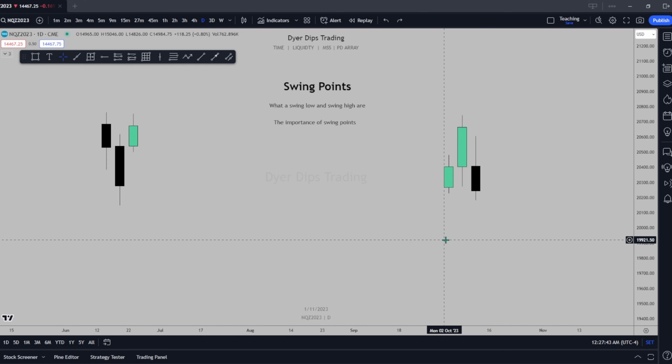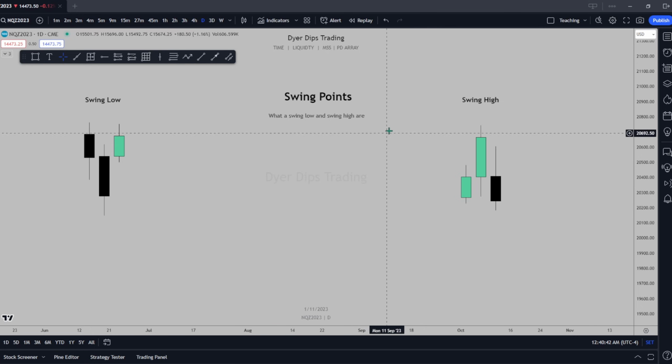We're also going to cover the importance of swing points, and finally, what swing points actually tell us and what they hint towards when analyzing and trading the financial markets. So first things first, let's talk about what a swing low and a swing high are by definition.